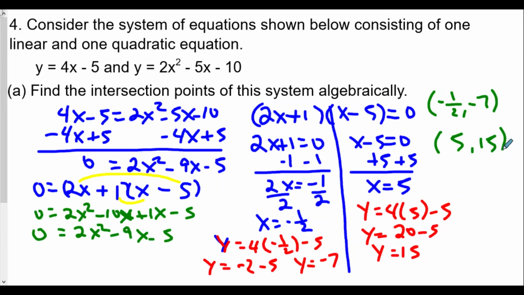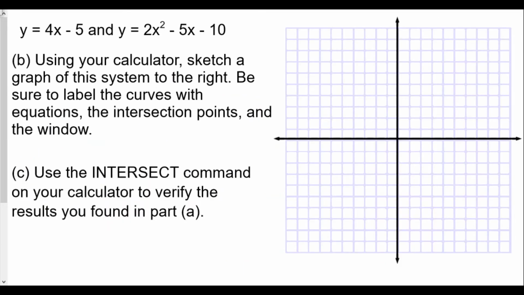Now, the second part of this is where we are asked to do the following. Using a calculator, sketch a graph of this system to the right. Meaning, we're going to sketch this now. This is going to be a little bit tricky because I may not be able to hit 15 here, and the range I have may not work out so great. So bear with me. All right. But on the calculator, we'll see. Be sure to label the curves and the intersections in the window.